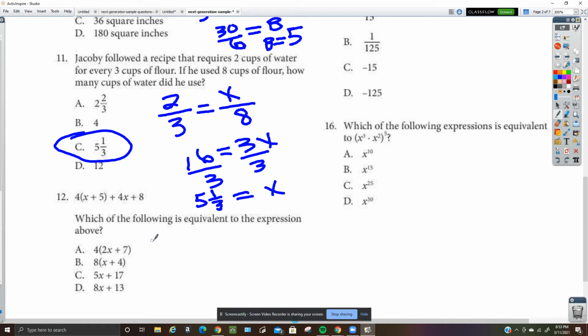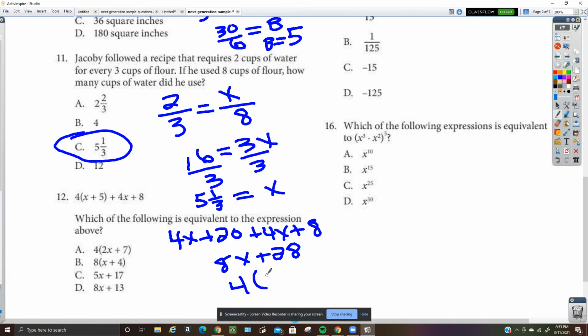Which of the following is equivalent to the expression? If I use the distributive property, 4x plus 20 plus 4x plus 8 is 8x plus 28. So 4 is common to both of these, and it's 4 times 2x plus 7.